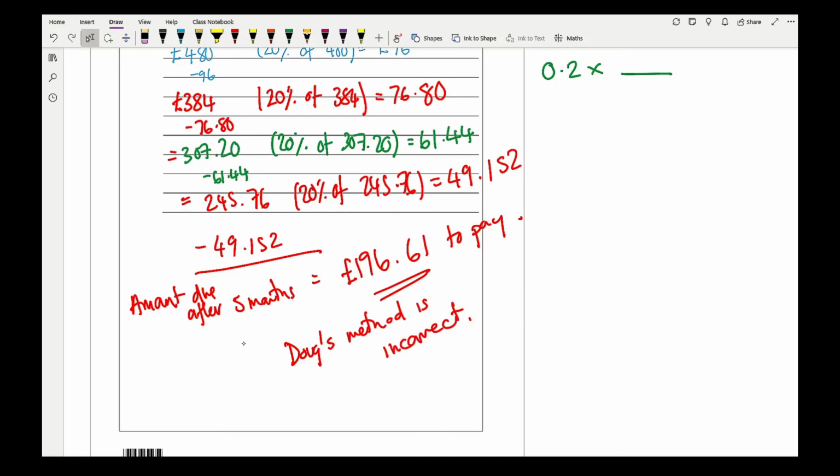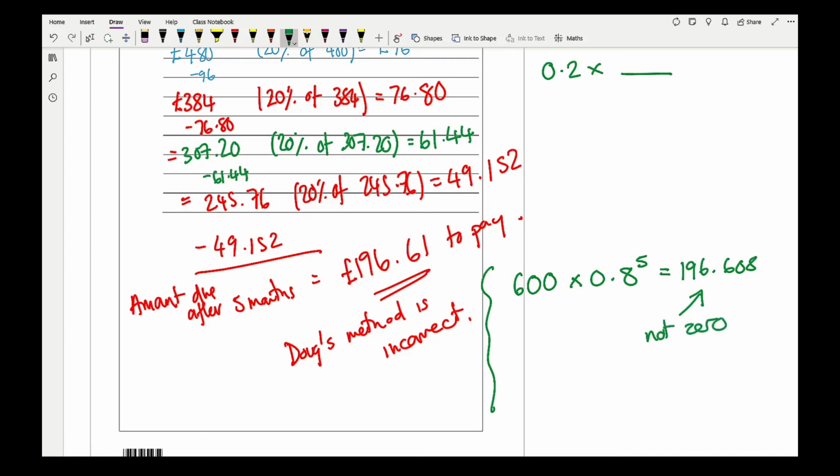You could do this using compound interest. So another way of working this out is starting off with 600 times 0.8, because I'm taking off 20%, and you're doing that for 5 months. So if I type that in, 600 times 0.8 to the power of 5 equals 196.608, and this is not 0, which is what it should be, so therefore Doug is wrong. So either of those methods were probably the most common, but I would say that's definitely going to be incorrect.